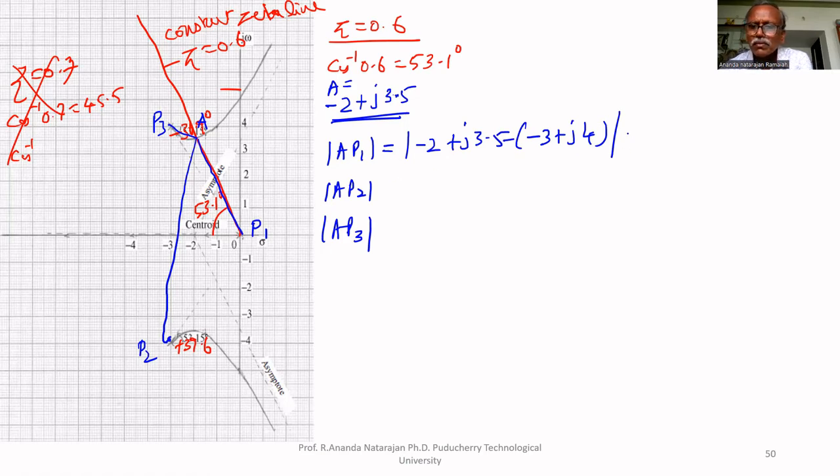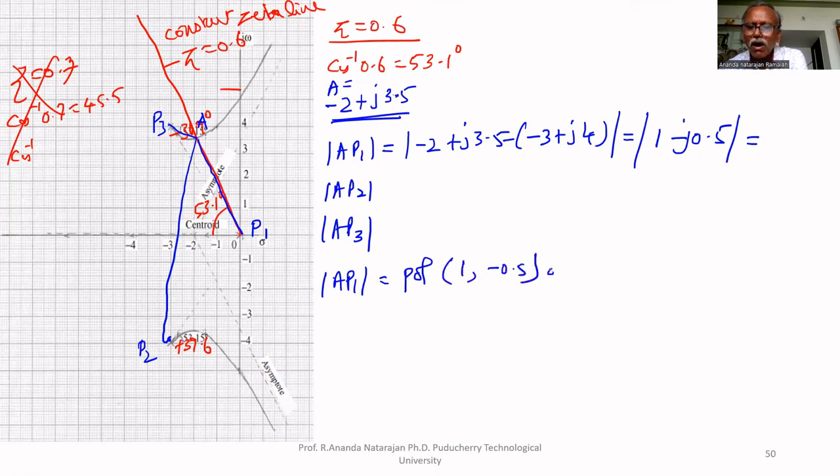That is equal to minus 2 plus 3 is 1, and 3.5 minus 4, so minus 0.5. That is 1 minus j0.5. For this, we have to find the distance. So we call the function polar: modulus of AP1 equal to polar of 1 comma minus 0.5. Like that you can find, or you can find the square root of 1 square plus 0.5 square. That way also you can find AP1.